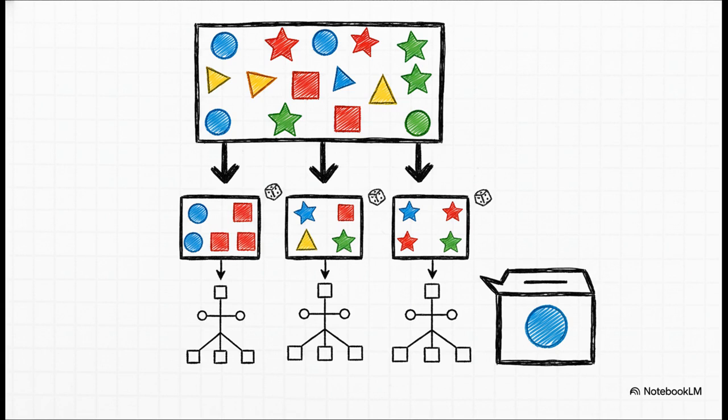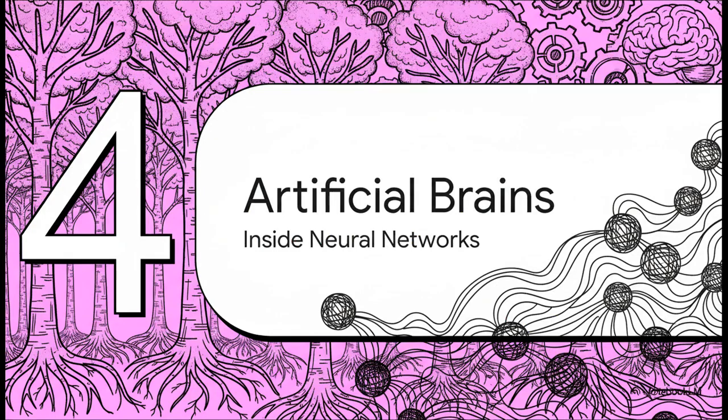This forces each tree to learn a slightly different part of the problem. Then, for the final prediction, they all just vote. It's this beautiful process of forced diversity that averages out all the individual errors and gives you an incredibly robust model. Wow, okay. We've gone from lines to a whole forest of trees.